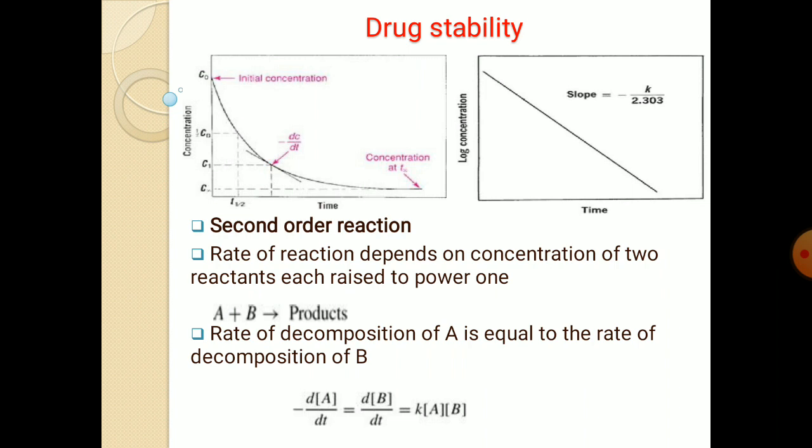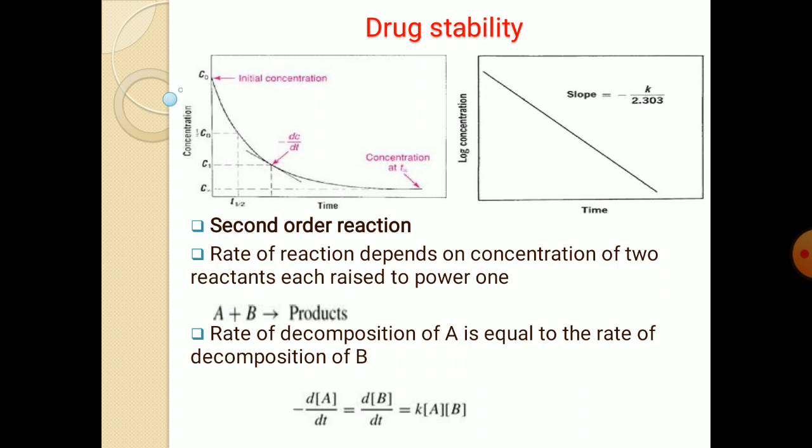And if you plot this graph on the log scale, that is log concentration versus time, in that case you will observe a straight line. So in case of zero order, concentration versus time gives a straight line, whereas in case of the first order, log concentration versus time gives a straight line. So in that way also we can differentiate between the zero order and the first order.